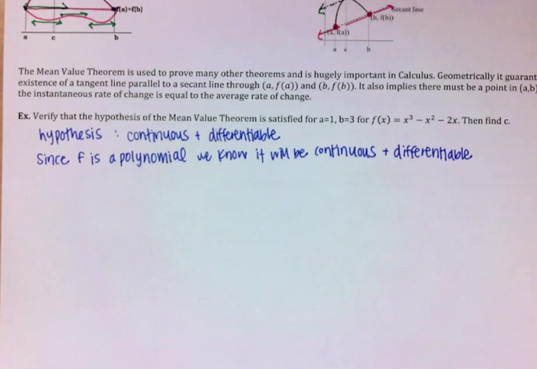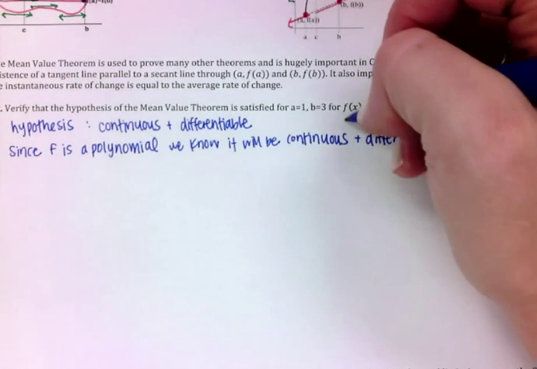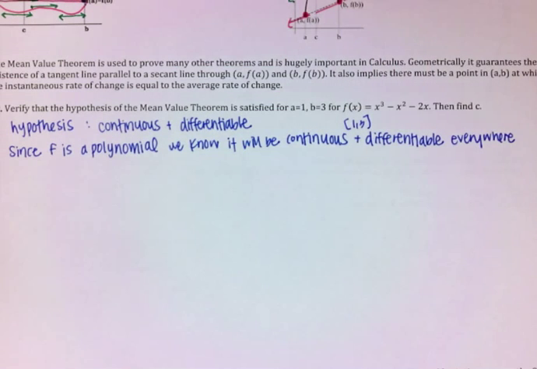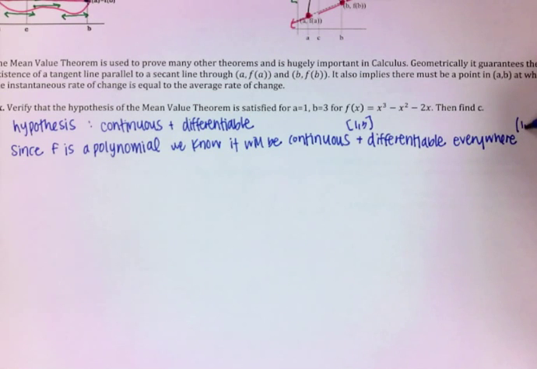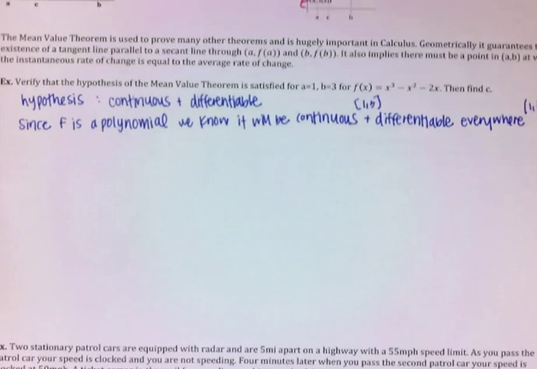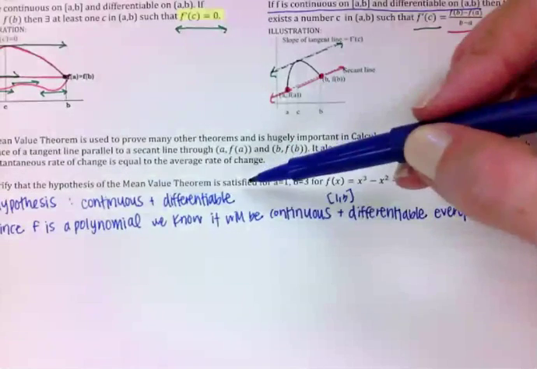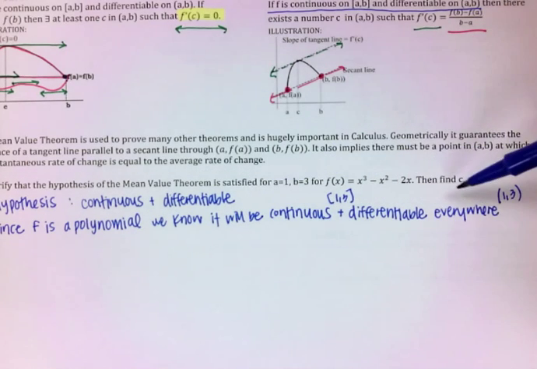Okay, and so we know that it's going to be continuous and differentiable everywhere, and you can say that a little bit more specifically by saying it'll be continuous, and we really do only care about it being continuous on [1, 3] and differentiable on the open interval (1, 3). Since it's a polynomial, we know we're definitely set for that. So we verified that the hypothesis was satisfied. Now we need to find c.